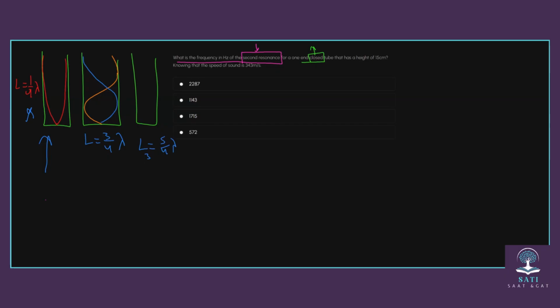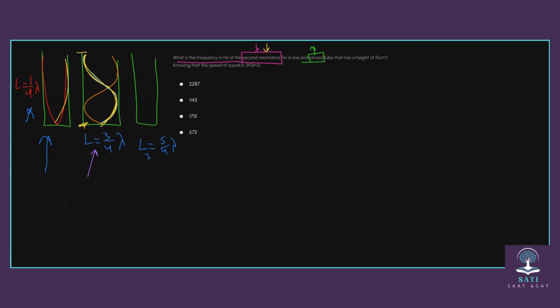So this one is a quarter of a lambda, and here this is a quarter and this is a half. So the length of the tube, from here to here, for the second resonance is 3/4 lambda. Now in the question, are they asking about the second resonance? Yes, they are. So they are talking exactly about this idea, and I now know that the length of the tube equals 3/4 lambda.